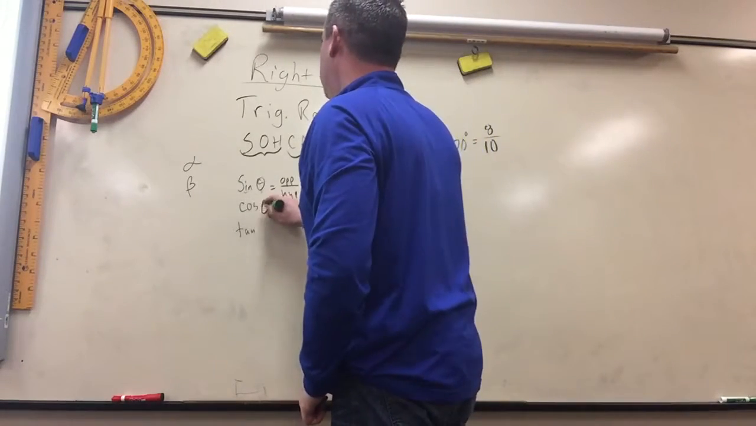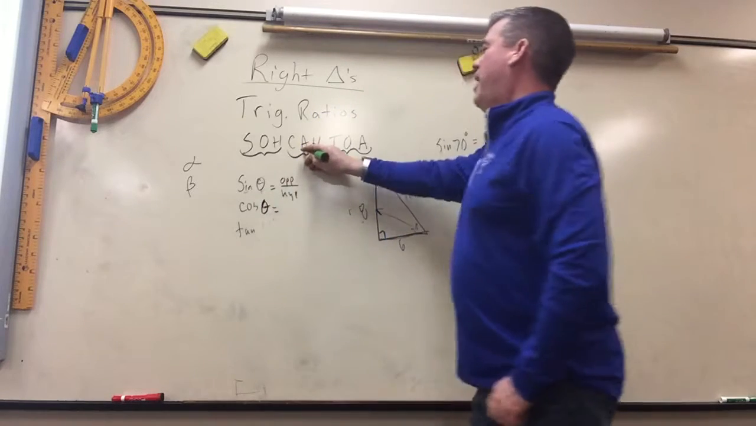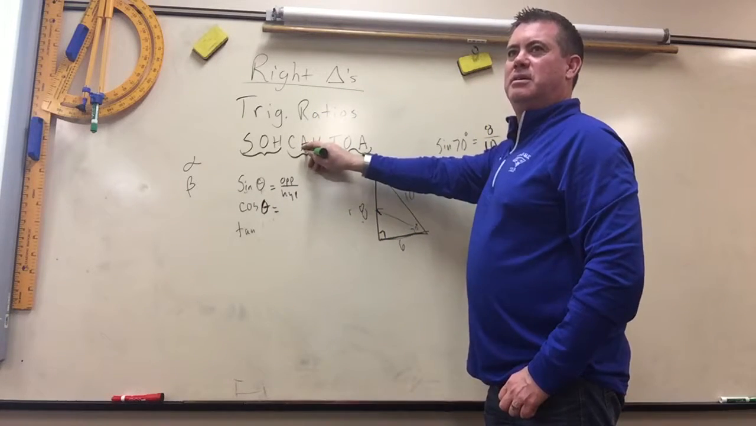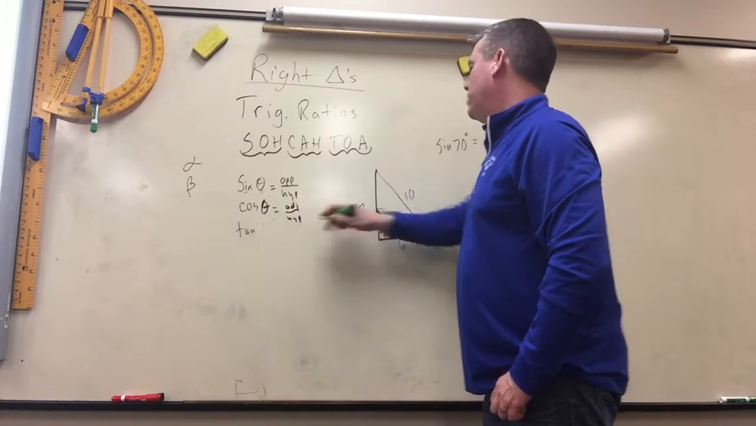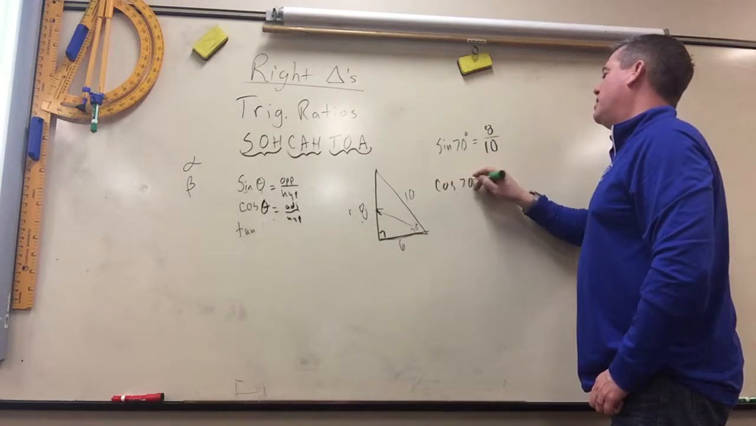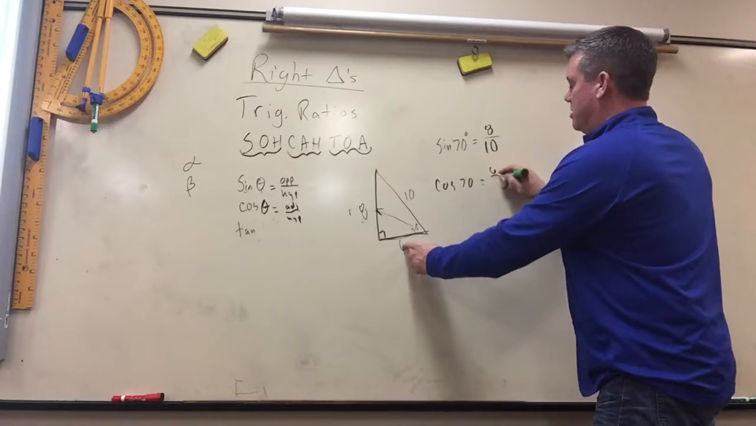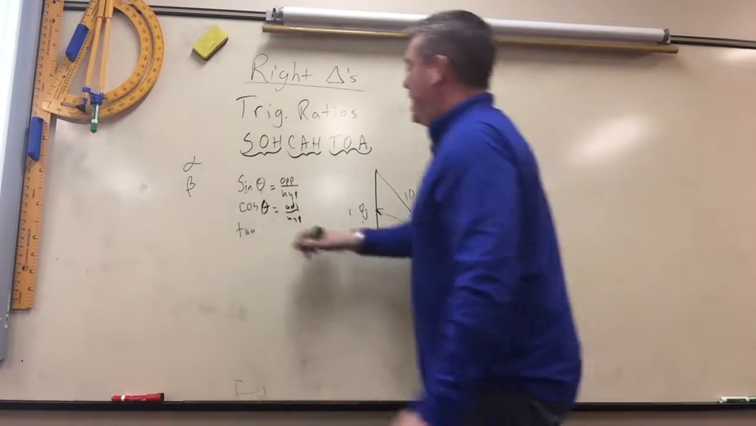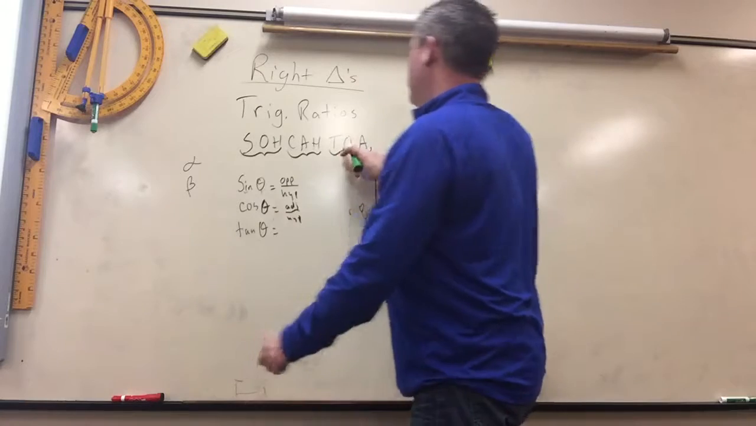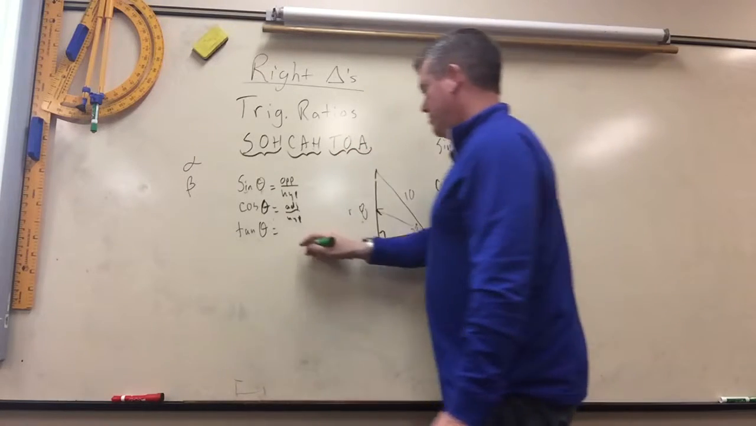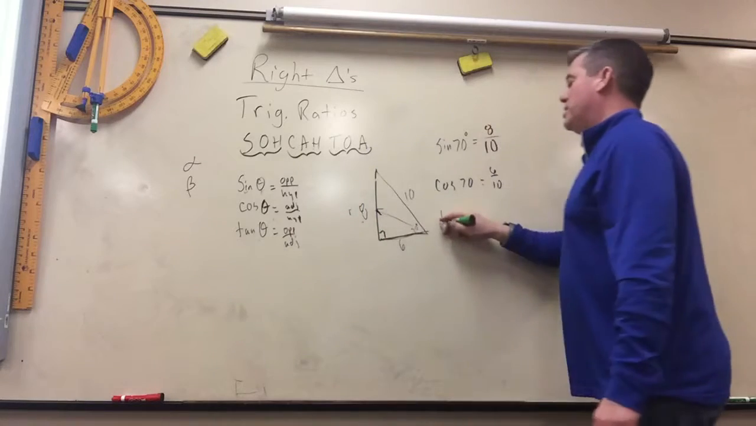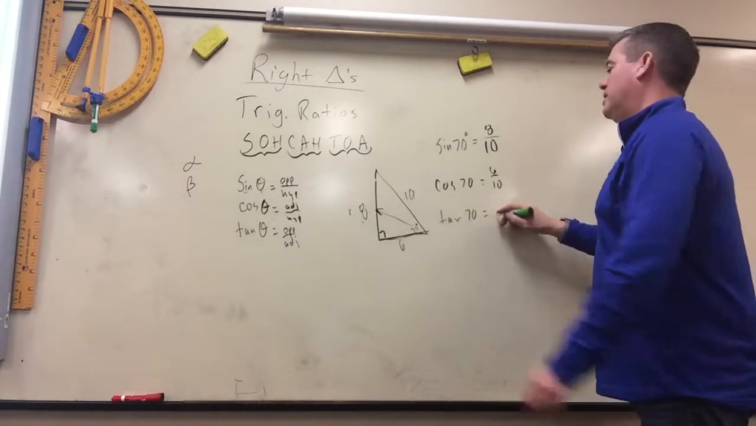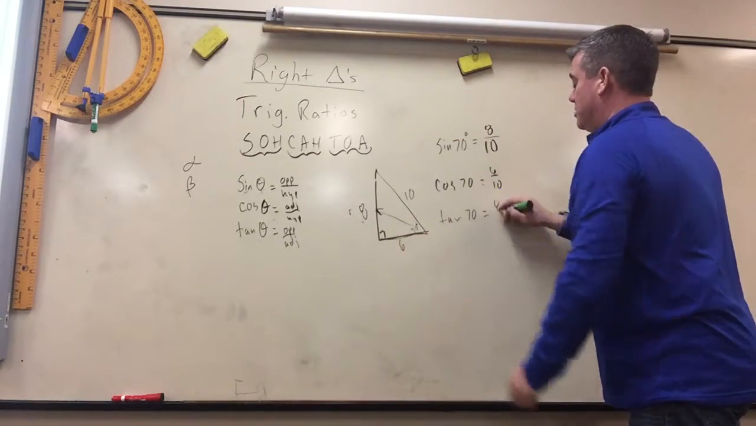Cosine. So cosine would be adjacent over hypotenuse. So the cosine of 70 is 6/10. And then tangent is opposite over adjacent. So the tangent of 70 is 8/6.